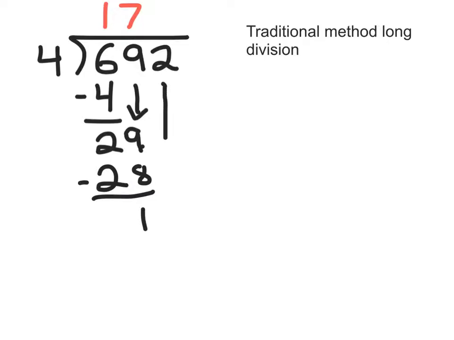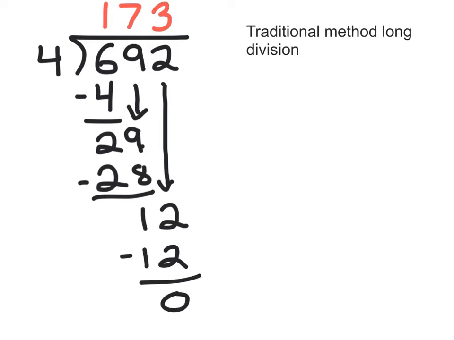And then I have to go get the other number that's still there and bring it all the way down. 1 and 2 makes 12. Now I think to myself, 4 times what number gives me close to 12 or exactly 12, but not over 12? And I know that that is going to be 4 times 3. 4 times 3 equals exactly 12. So when I subtract that, I get 0, and I know I'm done dividing it up. And my final answer is waiting for me at the top. Each of the 4 people will get $173.